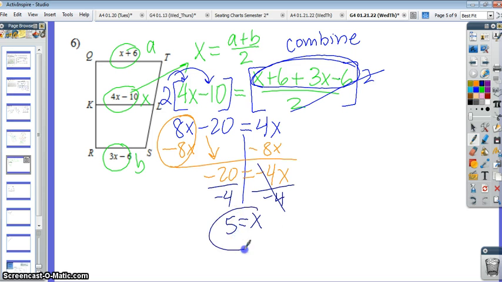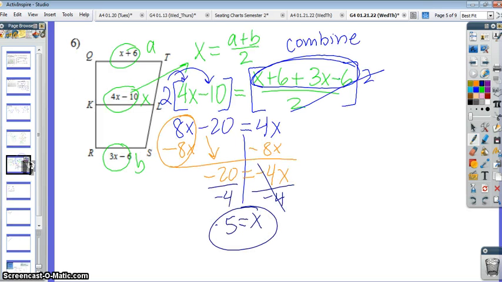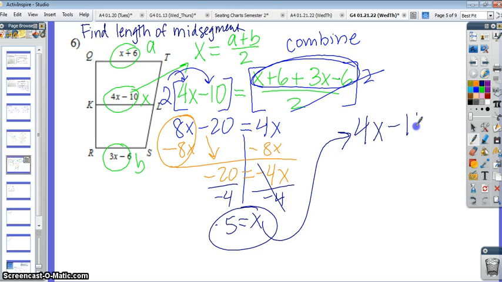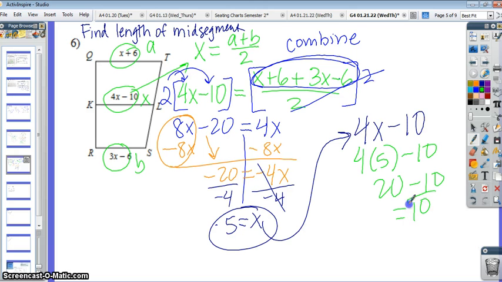X equals 5. A lot of people think they're done when they get to here, but no, we were asked to find the length. What were you asked to find? Find the length of the midsegment. The directions are on your paper. Find length of midsegment. Okay, so we take this x equals 5, plug it back in to the midsegment expression. And we should get 10.